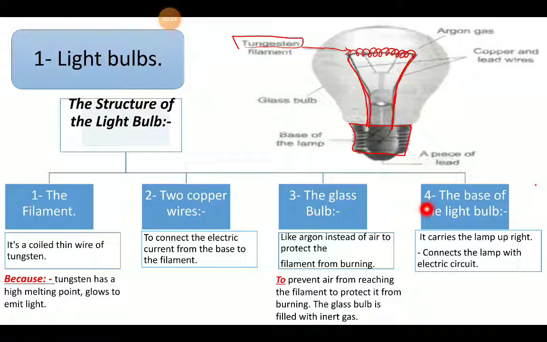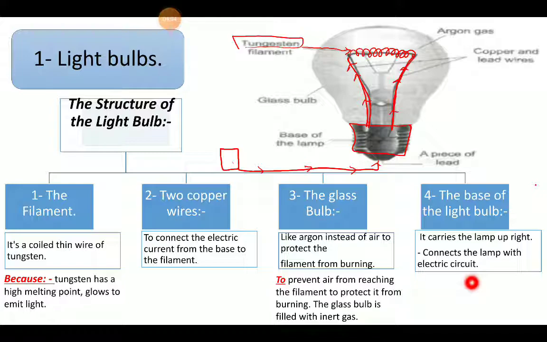If we want to talk about the function of the filament, we can say that it heats up and emits light when the electric current passes through it. You know that this light bulb is connected to a source of electric energy. When the electric current passes, it reaches the filament through the copper and lead wires. When it reaches the filament, it heats up and emits light.